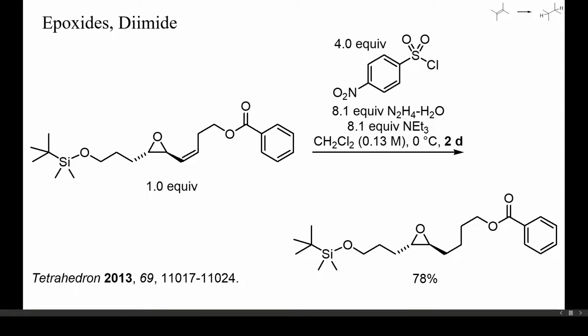In this example, similar to the previous one, diimide was generated by slowly adding a mixture of hydrazine and triethylamine to a mixture of the alkene and nitrobenzene sulfonyl chloride. This order of addition was necessary to prevent nucleophilic cleavage of the benzoic acid ester by hydrazine. Despite the excess of hydrazine, the hydrogenated ester was obtained in good yield.